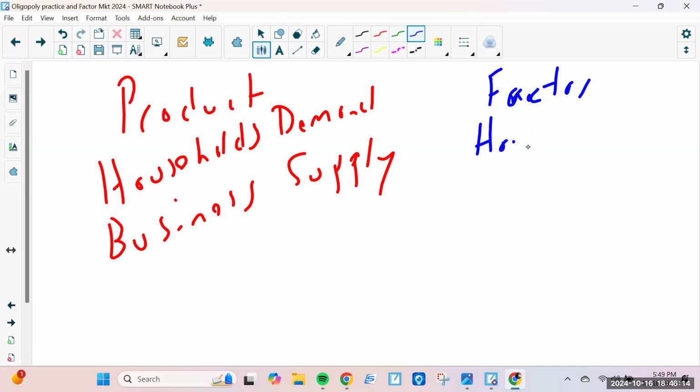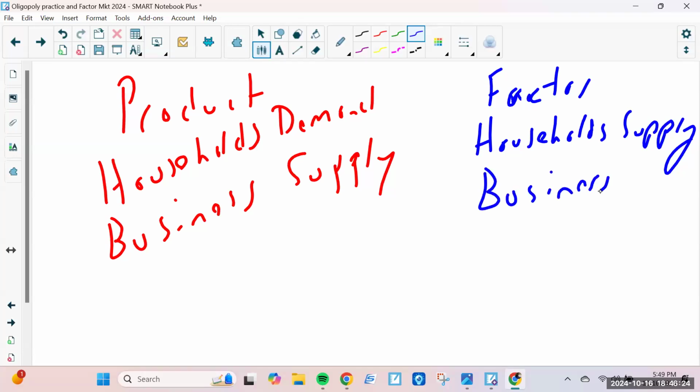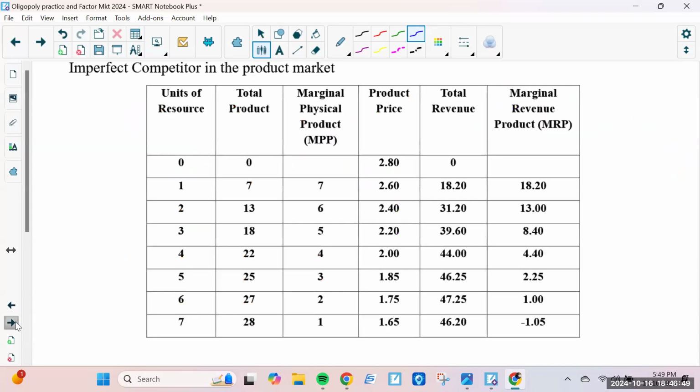the households supply. I supply my labor, and the business demands. So we switch roles. We switch roles in the factor market. We are the sellers in the factor market, but we are the buyers, you and me, are the buyers in the product market. The business is the seller in the product market, and the buyer in the factor market.